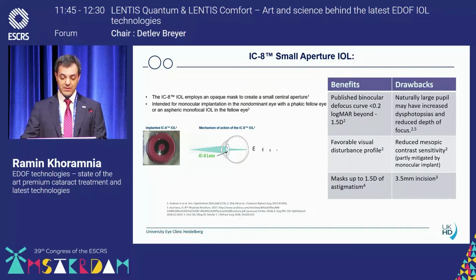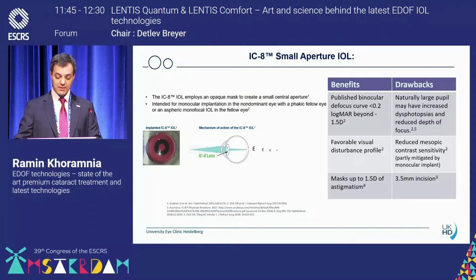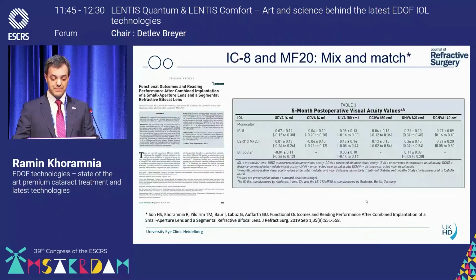So in terms of the visual disturbance profile, very good results have been published. Another advantage is that it can mask up to 1.5 diopters of astigmatism, but there are also some drawbacks. One drawback is, for example, the fact that quite a large incision is required. It's a 3.5 millimeter incision that you have to do, and there's also a reduced mesopic contrast sensitivity, although this is partly mitigated by the monocular implantation.